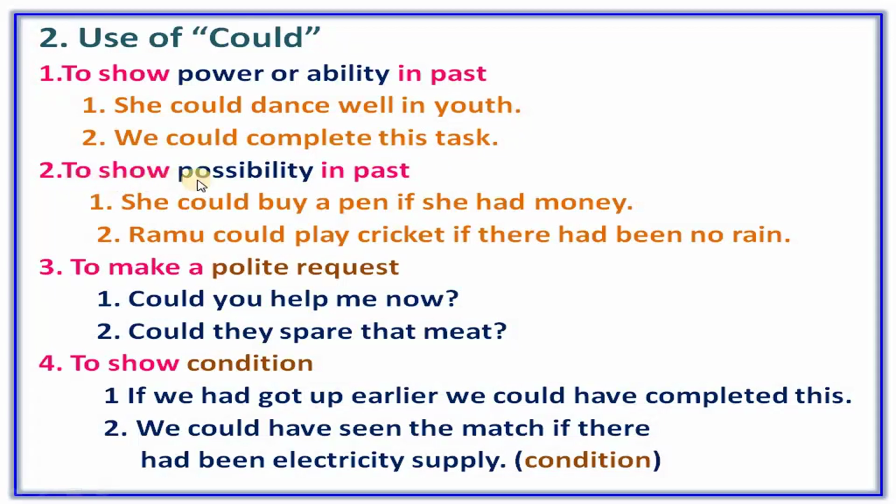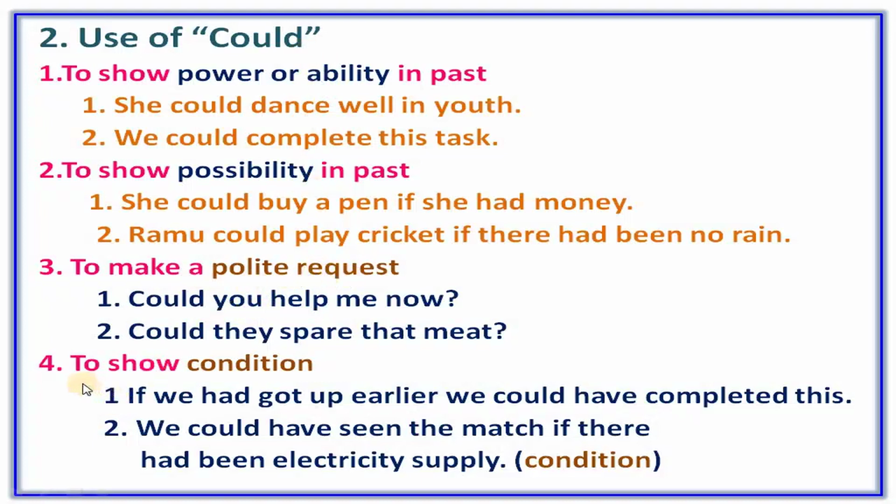Second one, to show possibility in the past. She could buy a pen if she had money. Ramu could play cricket if there had been no rain. Third one, to make a polite request. Could you help me now? Could they spare that meat? So these are the examples for polite requests using could.